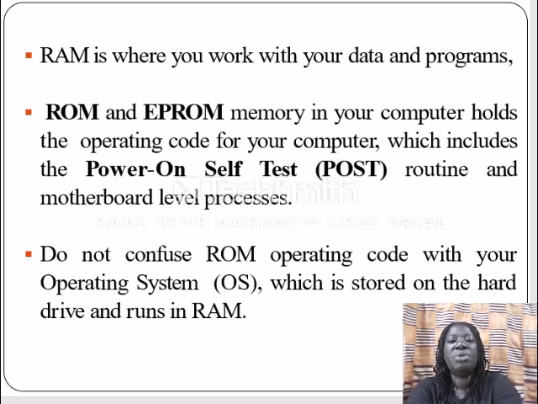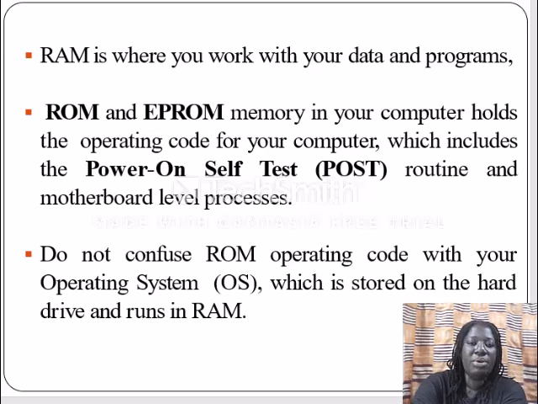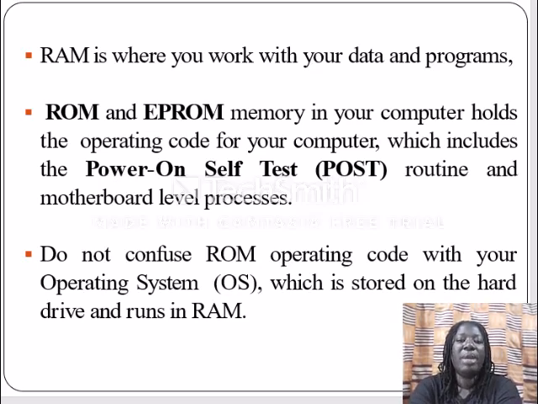Now, the RAM is where you work with your computer data and programs. The ROM, and the EPROM in your computer holds the operating code for your computer, which includes the power-on self-test, the POST routine, and the motherboard-level processor. We shouldn't confuse the ROM operating code with the operating system, which is stored on a hard drive and runs in the RAM.